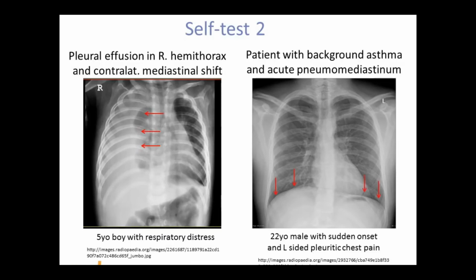Here, we have a 22-year-old male with sudden onset and left-sided pleuritic chest pain. Our patient has background asthma as indicated by the flattened diaphragms and hyperinflated lungs. Furthermore, our patient has an acute pneumomediastinum, a feature not commonly seen in the pediatric population.